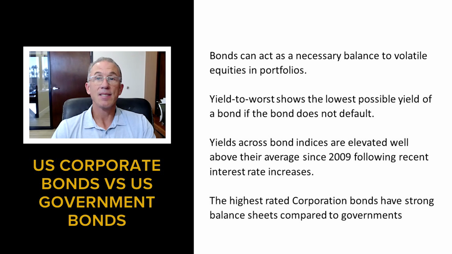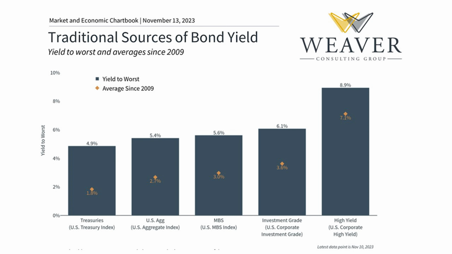Yields across bond indices are elevated well above their average since 2009, following recent interest rate increases. The highest rated corporate bonds have strong balance sheets compared to governments. As you can see, with some of the yield to worst that we're currently showing in 2023, you can expect to get potentially over 6% yields in some very highly rated corporate debt.